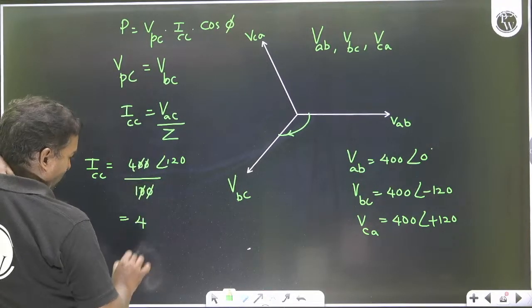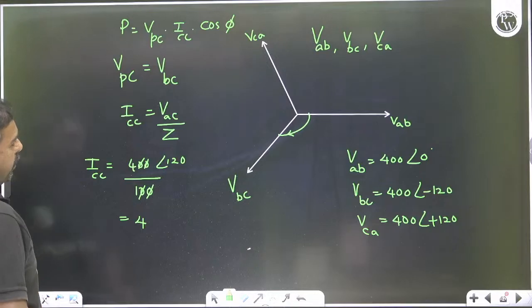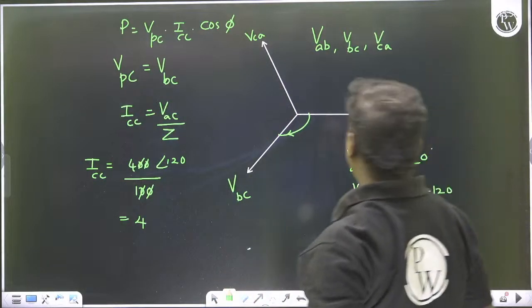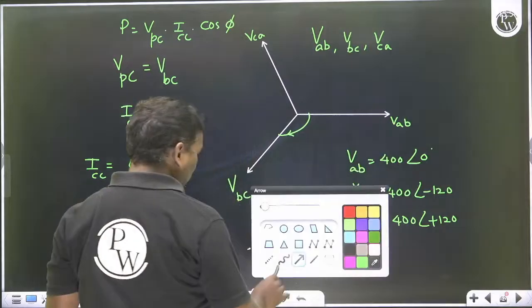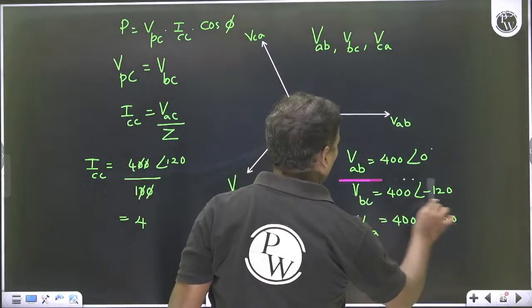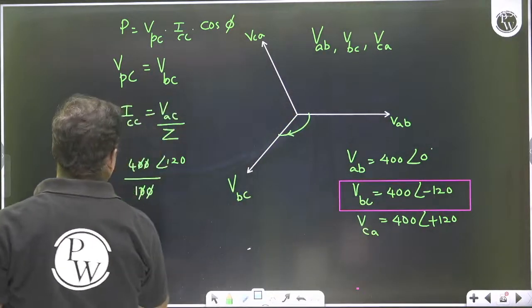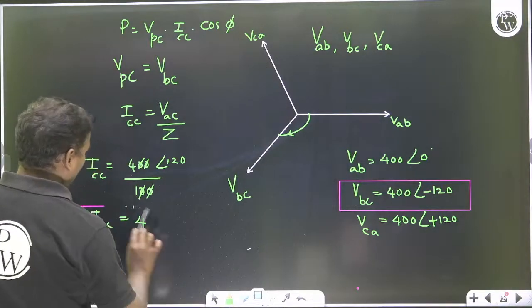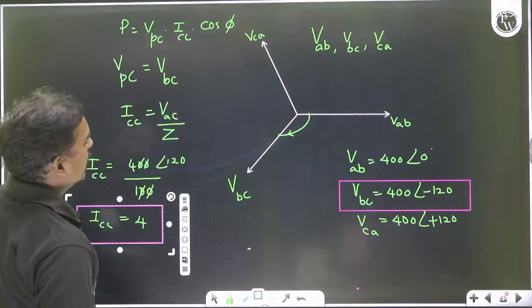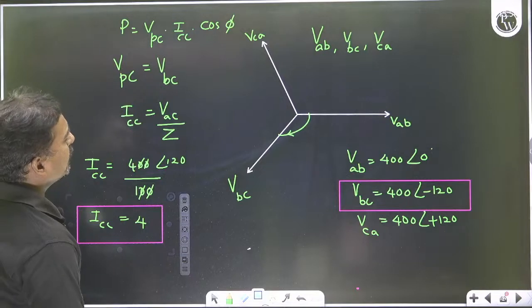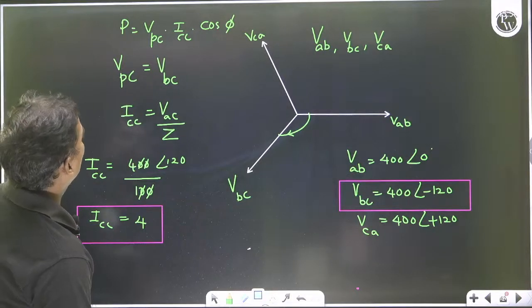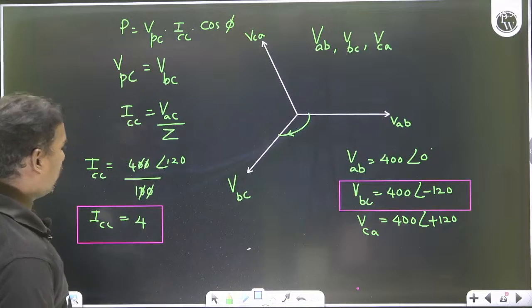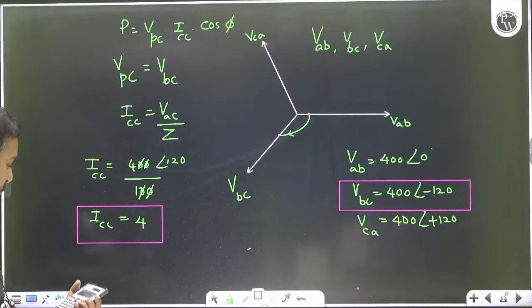So it is going to become 4 amperes. So we need the power factor angle. We got VPC is equal to VBC. This is our VBC, this is our ICC. ICC we got it. And what is cos phi? That is the angle between VPC and ICC, that is VBC and ICC. So what is the answer? So 400 into 4.